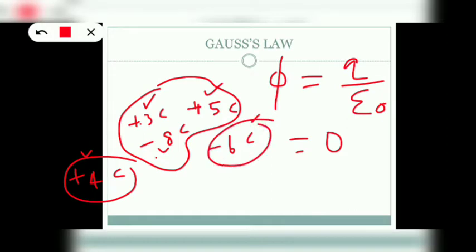Why? Because these charges are not residing inside the closed surface that we have considered. These charges are lying outside the closed surface. These charges do not influence the electric flux value. So we must consider only those charges which are present inside the closed surface under consideration.